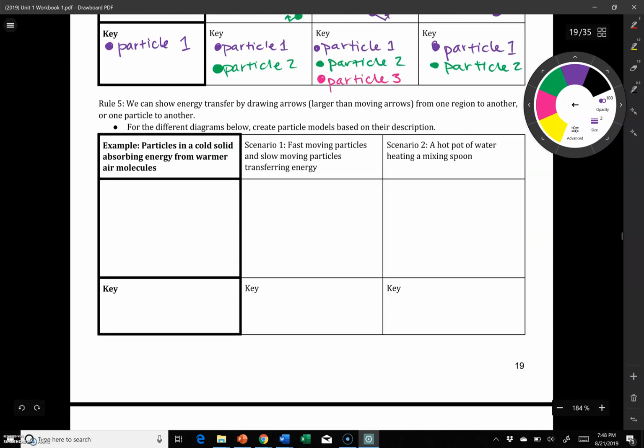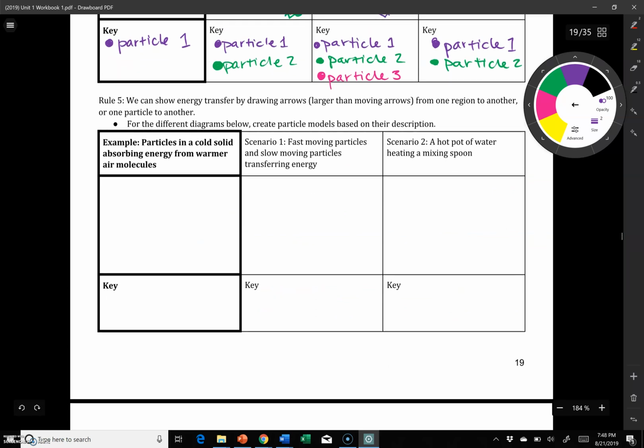Okay, here is rule 5, and this is where we introduce the idea of energy transfer, and we can show energy transfer by drawing arrows larger than moving arrows from one region to another or one particle to another. And we're going to look at how we could do that. So for the different diagrams below, we're going to create these particle models based on their description. So we have a cold solid. We can say maybe that's like ice, but I'm going to write solid. And then we have warmer air molecules.